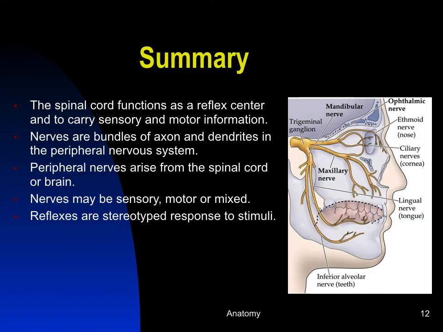Okay, so in summary, the spinal cord functions as a reflex center and to carry sensory and motor information. Nerves are bundles of axons and dendrites in the peripheral nervous system. Peripheral nerves arise from either the spinal cord or from the brain, and nerves may be sensory, motor, or mixed. Reflexes are stereotyped responses to stimuli. And here's a picture of the branch of the trigeminal nerve. I think this is a facial nerve, and it's going to go to the tongue and to parts of the skin on the nose and in the face. Okay. All right.